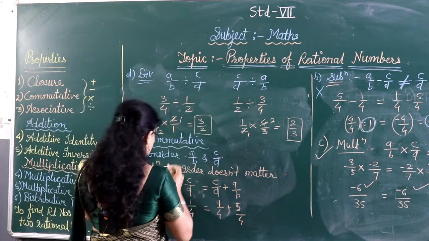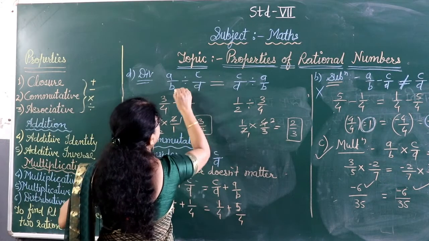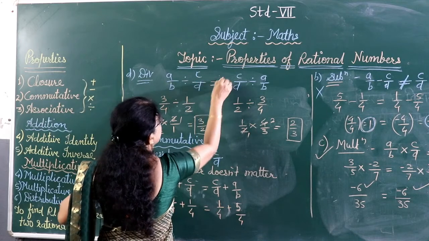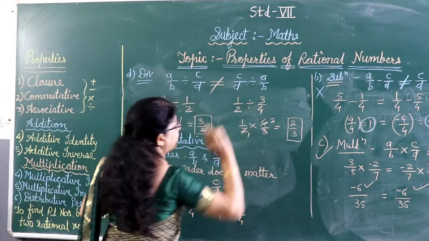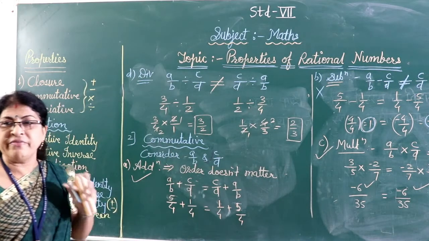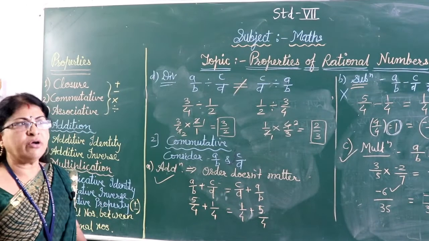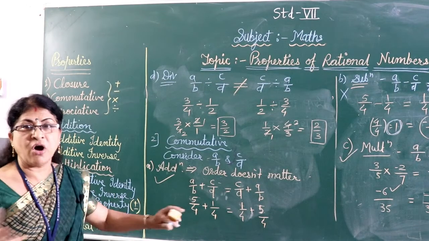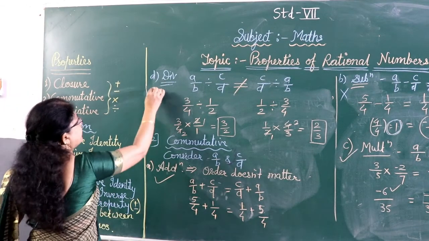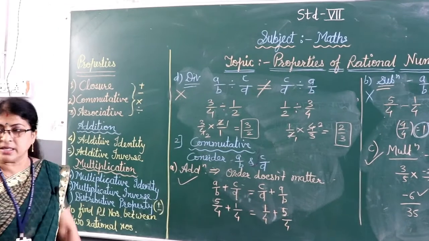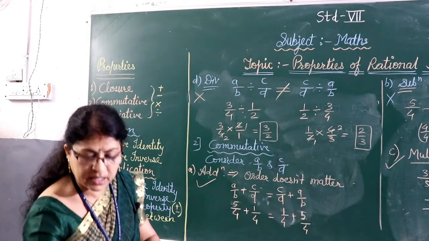So here what sign will come? A by B divided by C by D is not equal to C by D divided by A by B. Means we will say that division of rational numbers is not commutative. So this property we cannot apply for division. Clear? Till now is it clear?